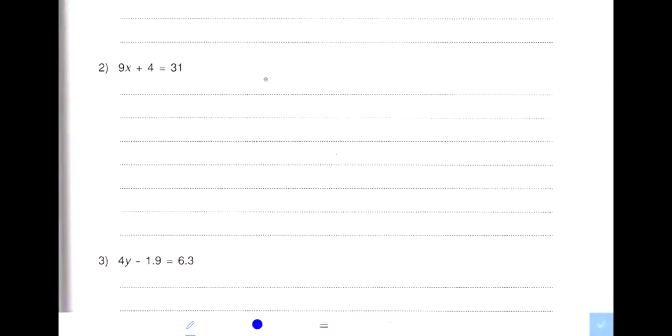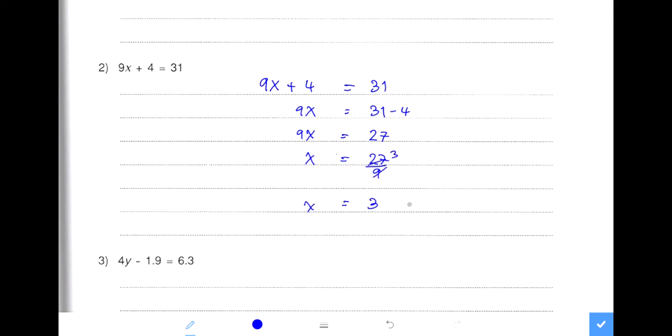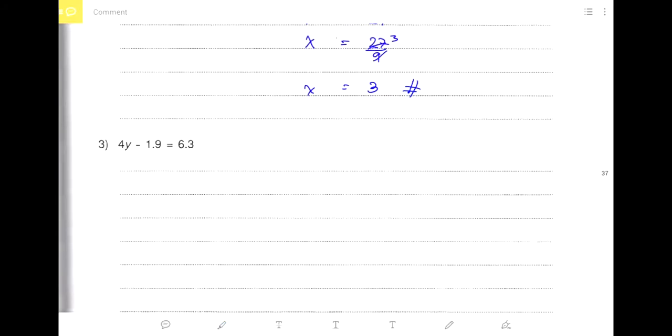Okay, next problem. This one, 9x plus 4 is 31. This 4 is farther from x than 9, right? So we leave 9x there and move positive 4 to the other side. So you have 31 minus 4, right? So 9x is 31 minus 4, which is 27. So x is 27 divided by 9, right? Divide by 9, so that is 3. So your x is 3. Yay, finish. Okay, so we move to the next one now.